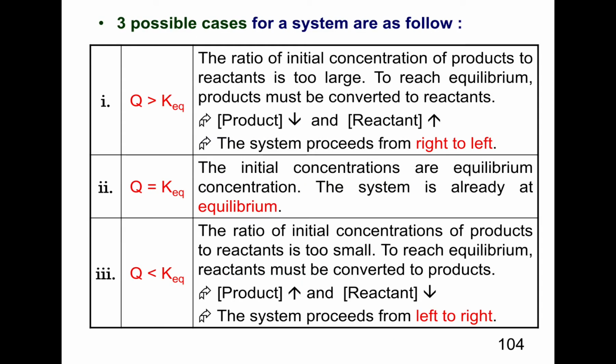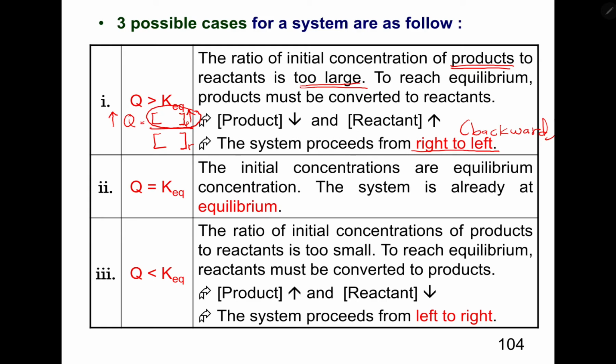So we have three possible cases. If the Q is bigger than Kc, the system will proceed from right to left. That means it will go backward. Why? Because for reaction quotient, it is the concentration of product over concentration of reactant. So when we have a large value of Q, that means the concentration of product is high. The ratio of initial concentration of products to reactant is too large. We have more product, that's why we have the larger value of Q.